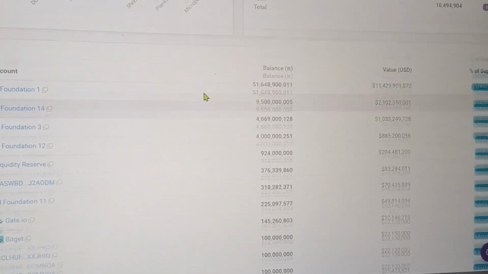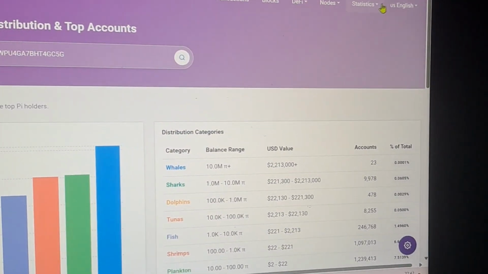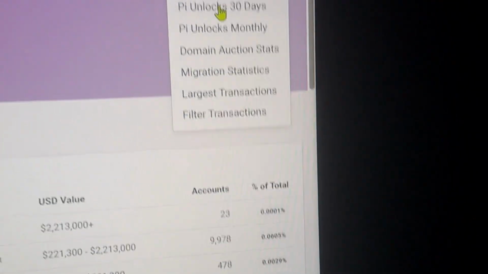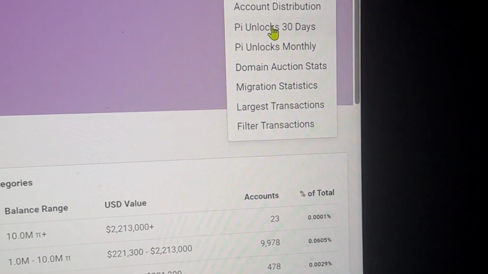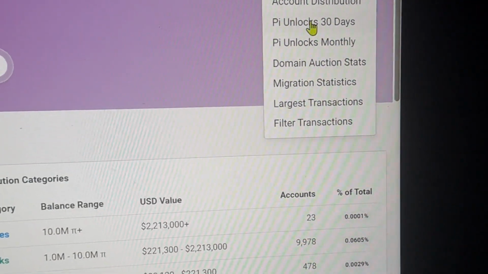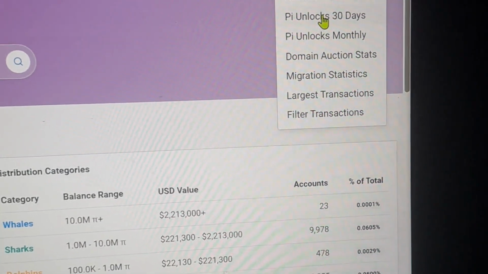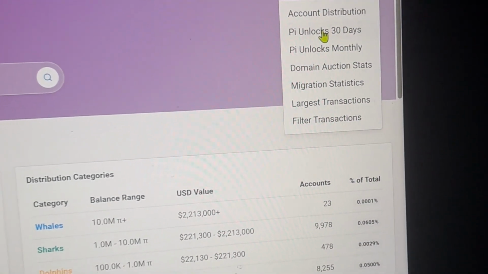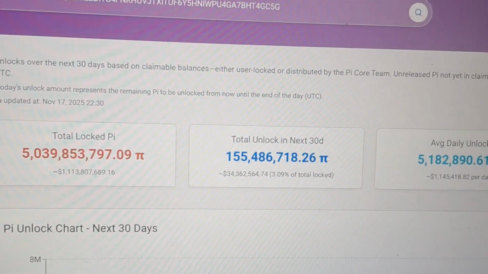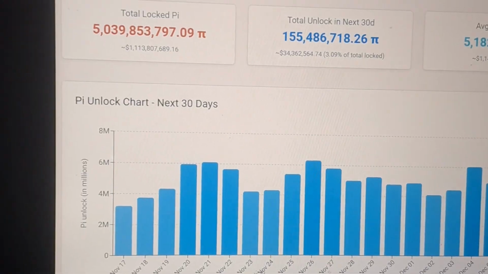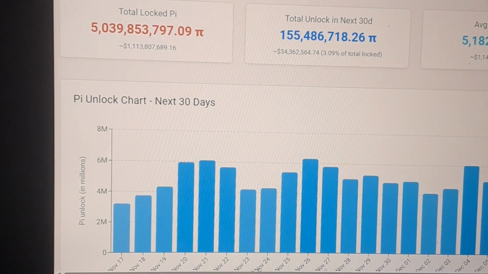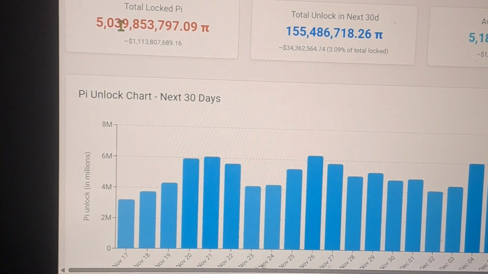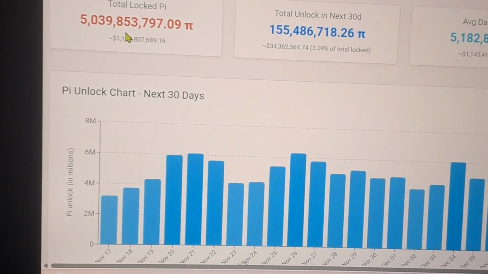Okay, now let's check another thing. Let's check the Pi unlocks in 30 days. This is the statistics of Pi balances that will unlock in a month, within 30 days. Each day is accounted for here. You can see the total locked Pi, which is at 5 billion, 39 million, and so on.